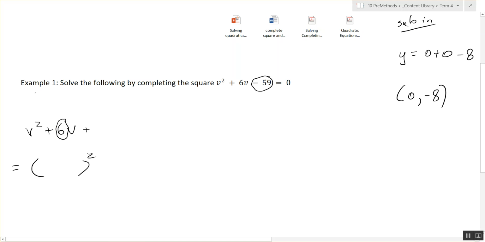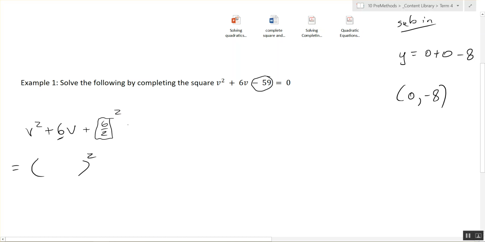Do you guys know why I call it the B number? So it's the number in front of x. You always take that number in front of just the non-power thing and you divide it by 2 and you square it. Okay? The whole thing? The whole thing. So you divide that b number by 2 and square it.